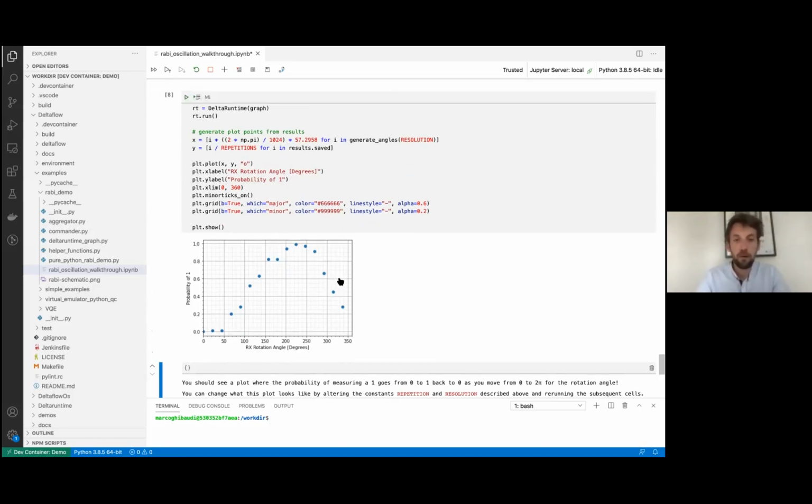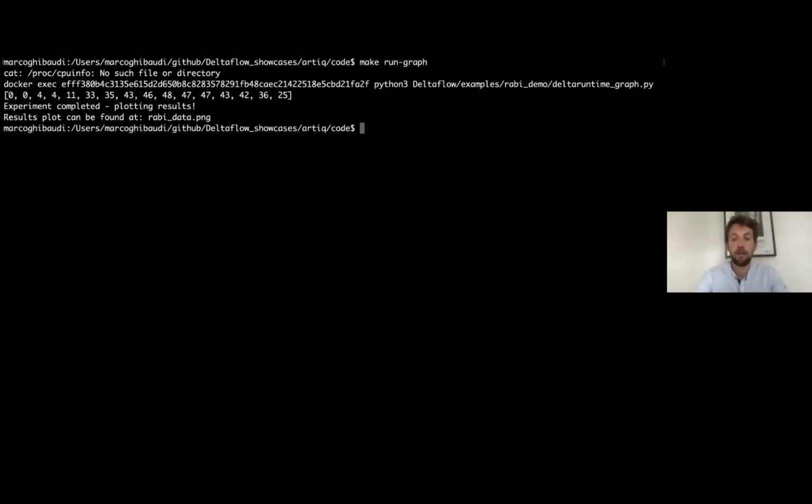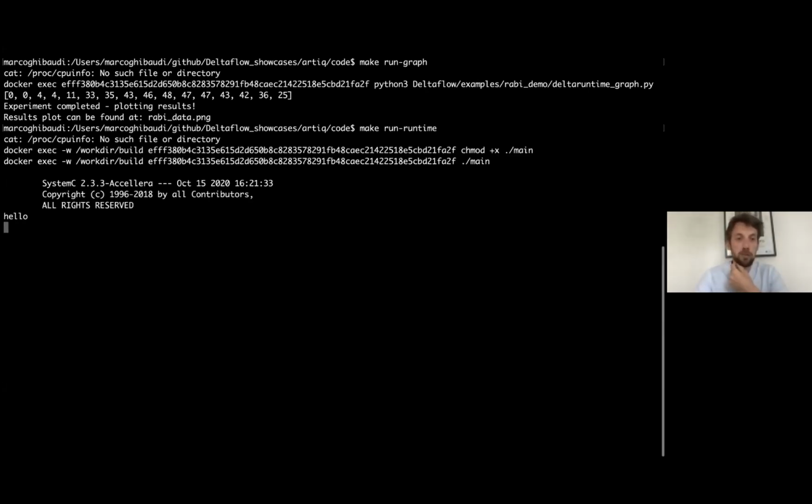Now we have different ways to share this information. As I was saying, this is your entry-level testing view. Then we are providing a way to run it through a terminal. I'm not going to run it here because it takes 1 minute, but this is much easier because you will see all the logging in this way. We also have a way to run the SystemC conversion.